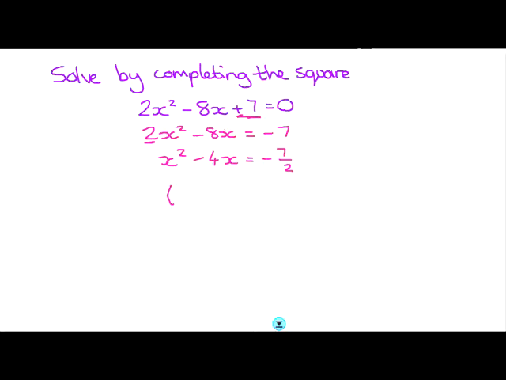Here we go. So x take away 2, all squared. When I square this I will get 4, so I need to take that part away.